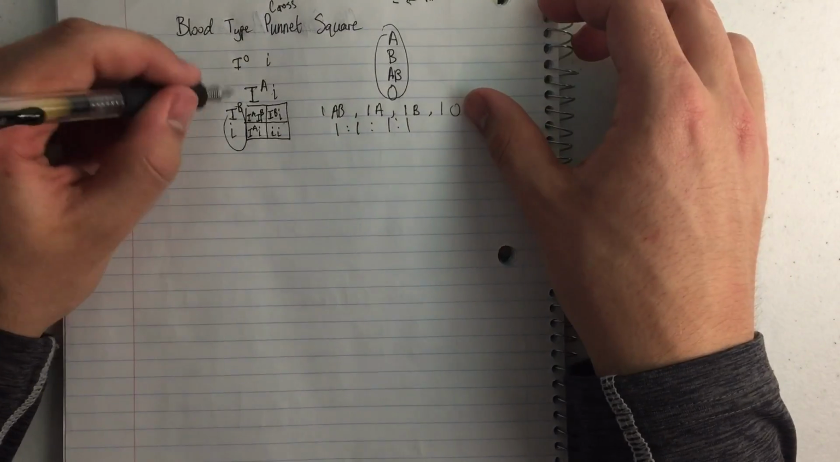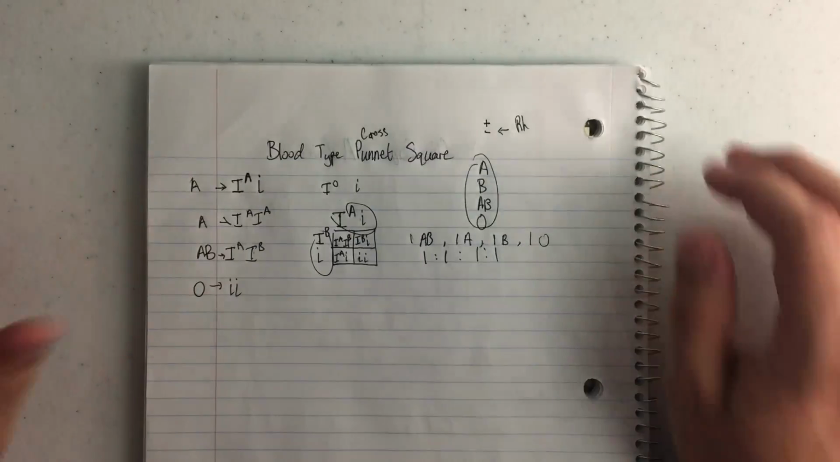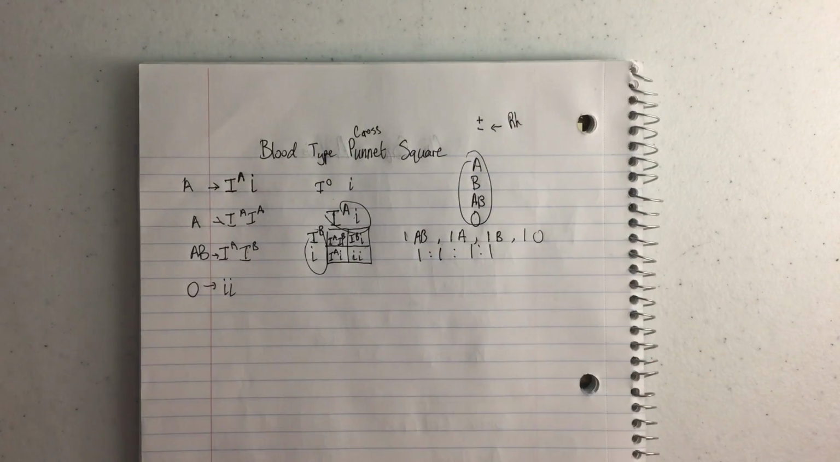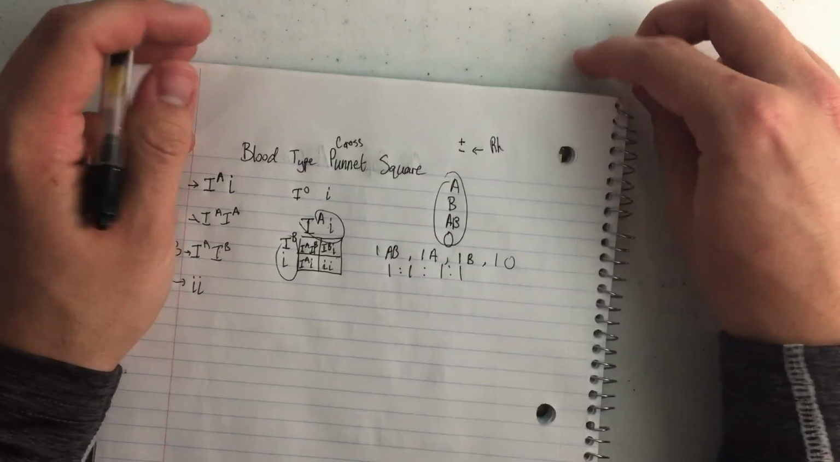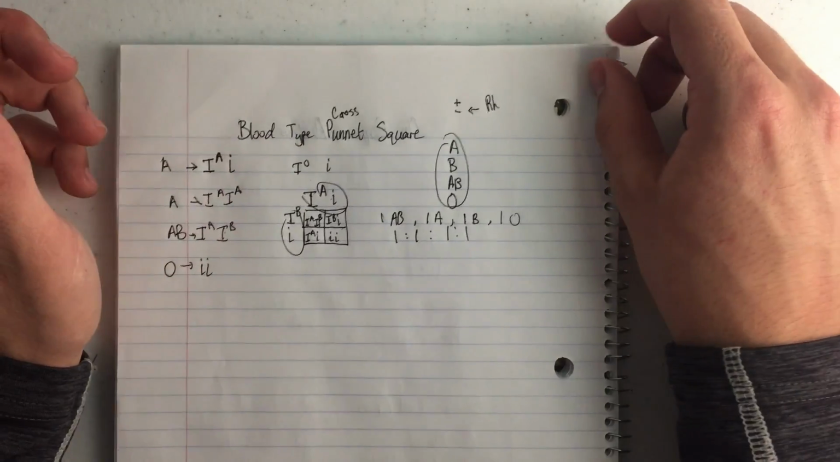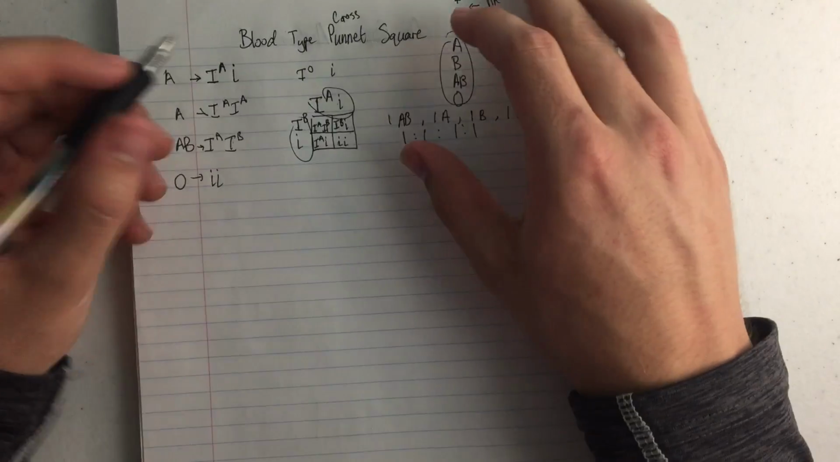So if this cross happened between two individuals, and they had 4 kids, we would expect to see one of each blood type show up statistically. It doesn't always happen, but that's kind of what we would expect. And that's about all it is on blood types. Let's do one more cross.